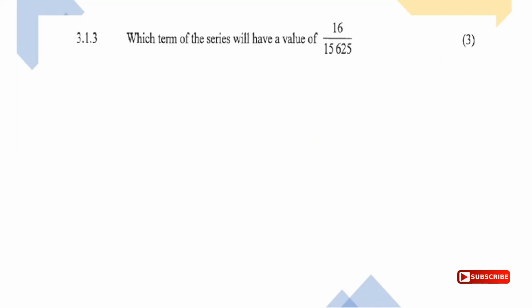Next question, which term of the series will have a value of 16 over 15,625? So what are we looking for here? We want to first start off with the general formula for the nth term of our series. The general formula for the nth term of our series was Tn, which is equal to 2000 times (1 over 5) to the power of N minus 1.